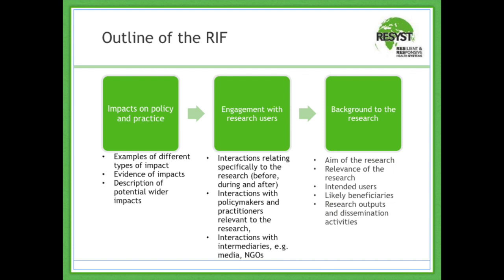The next section on engagement with research users records interactions with policymakers or practitioners that relate specifically to the research, as well as interactions that are relevant to the research. It also records interactions with intermediaries, such as the media or NGOs. And for RESYST, a lot of this information is already recorded in our tracking activities, so it's a matter of sorting through this information and linking the engagement activities with the impacts. The third section of the framework provides background to the research, including its aim, relevance, and intended users, and the outputs from the research.